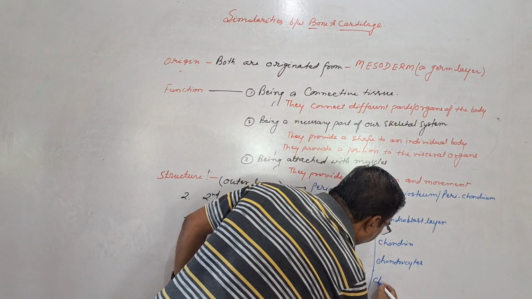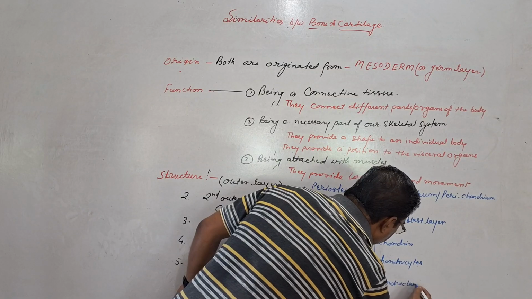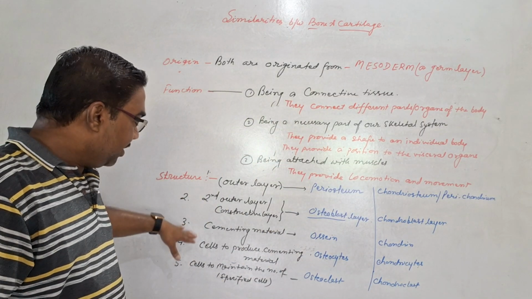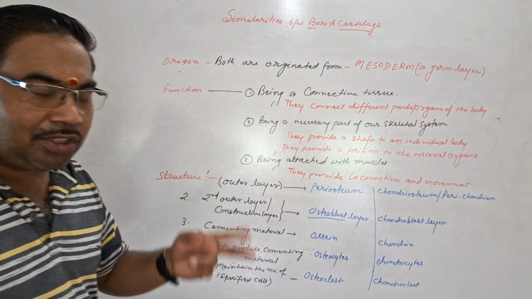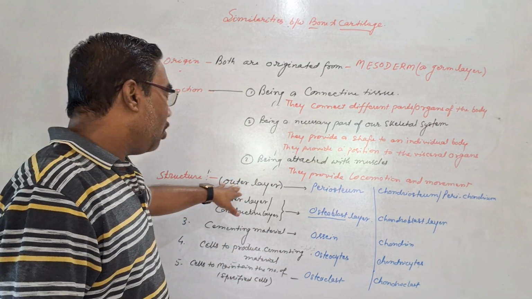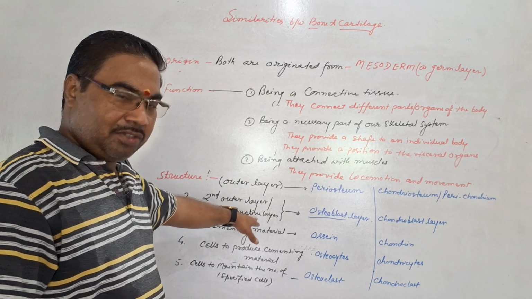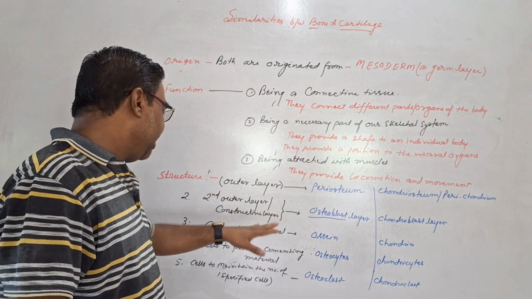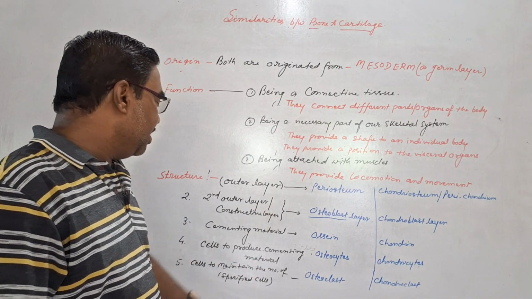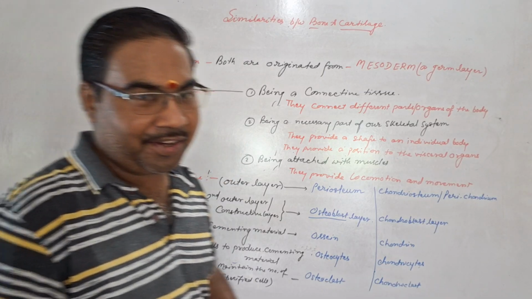and here chondroclasts. Now once again, here we can see the common things. Both types of tissues have a common origin, a common outer layer, a second outer or constructive layer, cementing material, cells to produce cementing material, and cells to maintain the number of specified cells. So these are the similarities. Thank you.